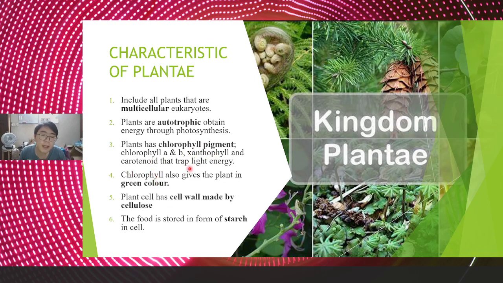And why is a plant green in color? Because of chlorophyll. That is why plants are green. Plants also contain a cell wall, and the cell wall is made up of cellulose, different from fungi, whose cell wall is chitin. And then the food stored in plants is in starch form. It is only starch.